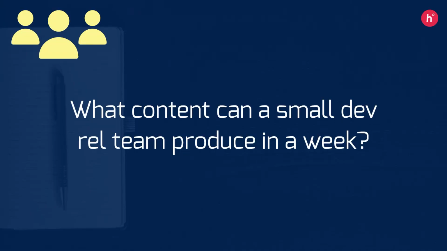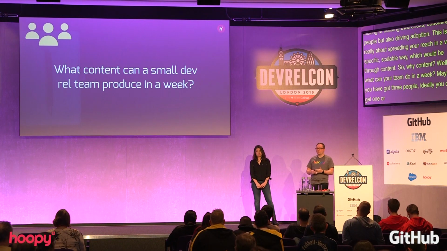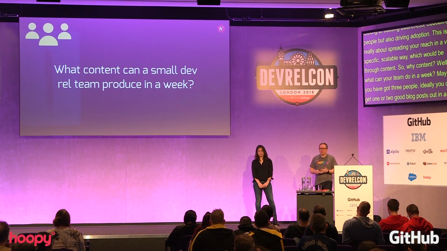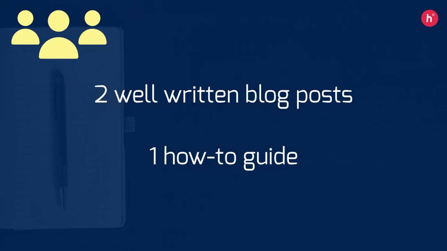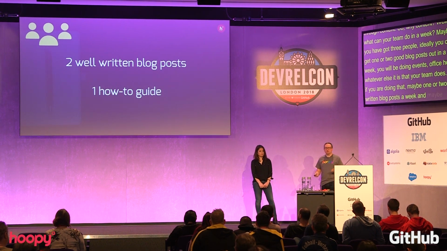Well, what can your team do in a week? You know, maybe you've got 3 people. You could perhaps ideally get one or two good blog posts out a week, because you'll be doing events, you'll be doing office hours, you'll be doing whatever else your team does. So maybe 1 or 2 well-written blog posts a week, and maybe a how-to guide. You might slip a video in, but really, how far can you get with that?